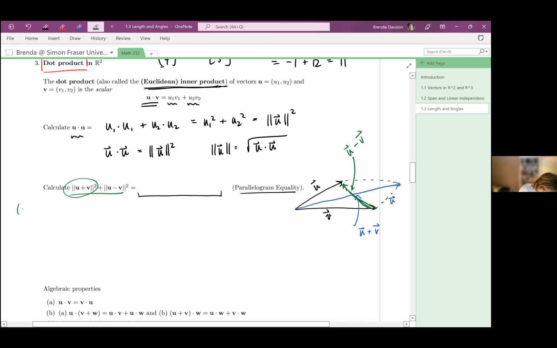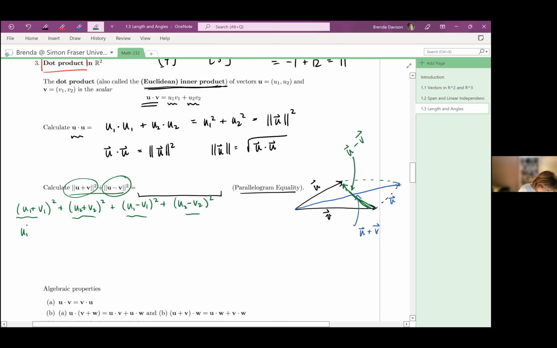That's going to be u1 plus v1 squared plus u2 plus v2 squared. And then we have the second term here, that is going to be u1 minus v1 squared plus u2 minus v2 squared. So that is what this thing is equal to on the left. I don't know what the right hand side is. I'm trying to find an expression there. So I do the same thing I did before. I expand out these terms and attempt to put them together in a way that I can do something with.